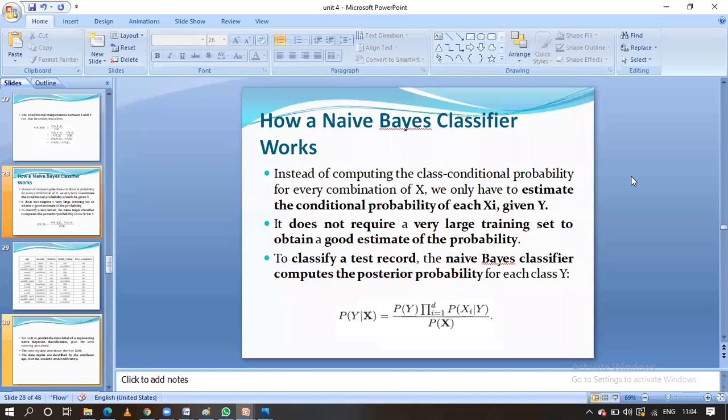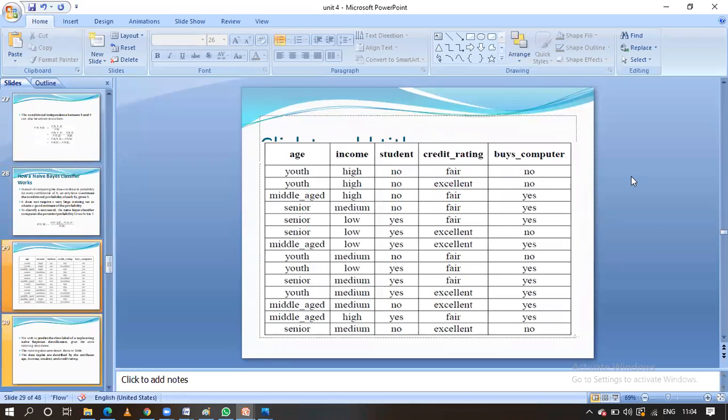Let us take one example here. Try to solve this example with the help of the Naive Bayes classifier. The training data consists of attributes like age, income, whether he is a student or not, credit card rating, and whether he is able to buy a computer or not. Related to the age attribute, it has the values youth, middle age, and senior. The income attribute has the values high, medium, and low.